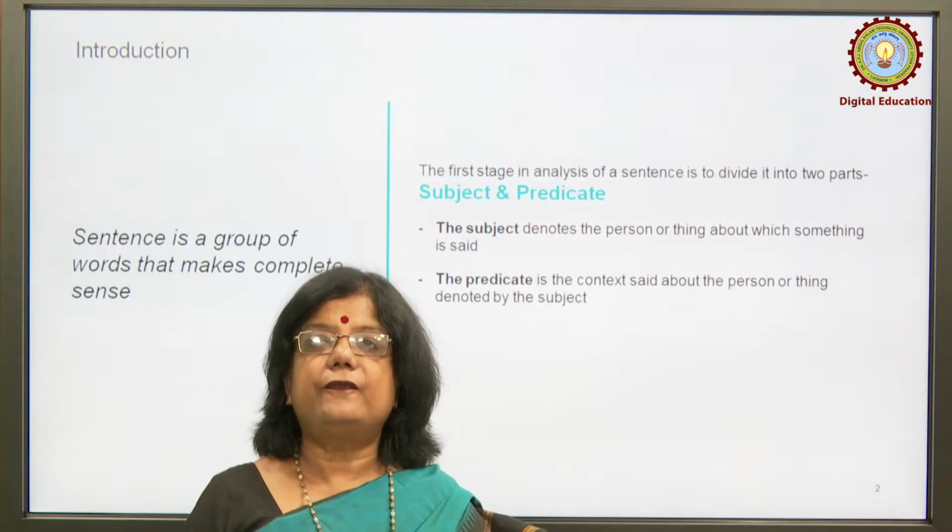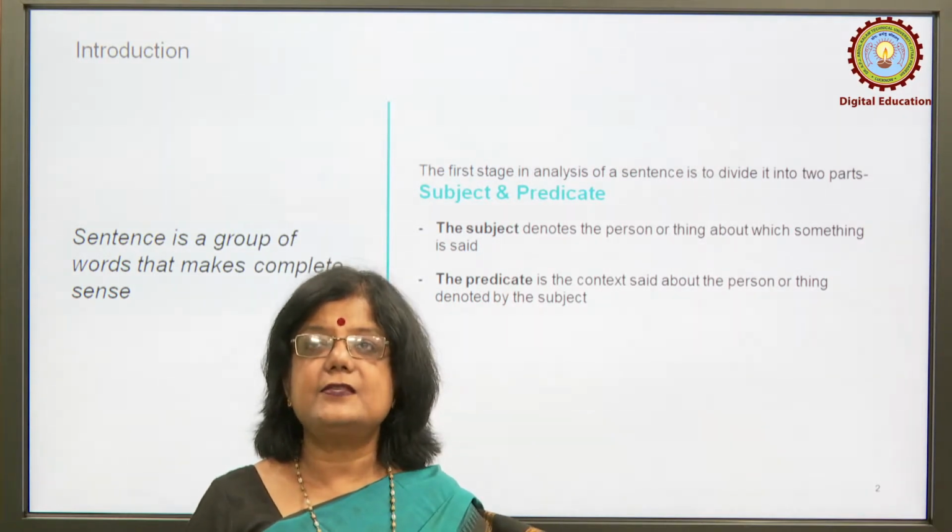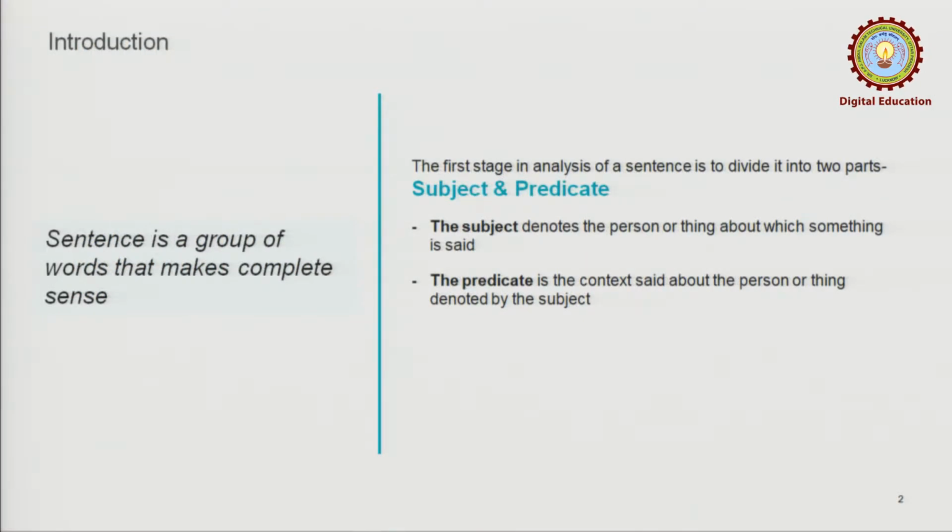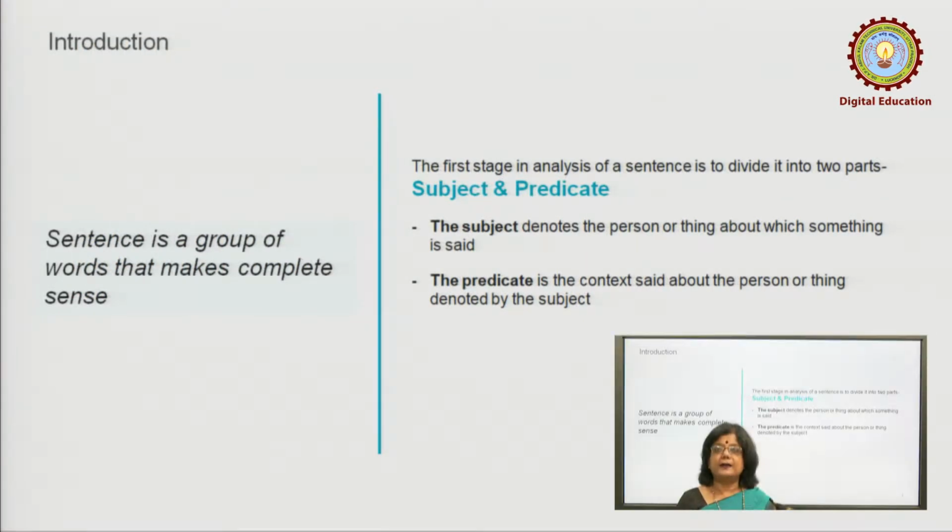Now, the first stage in the analysis of a sentence is to divide it into two parts. First will be the subject and other will be the predicate. The subject denotes the person or thing about which something is said. As is clear, the subject denotes the person or thing about which something is said, and the predicate is what is said about the person or thing denoted by the subject.